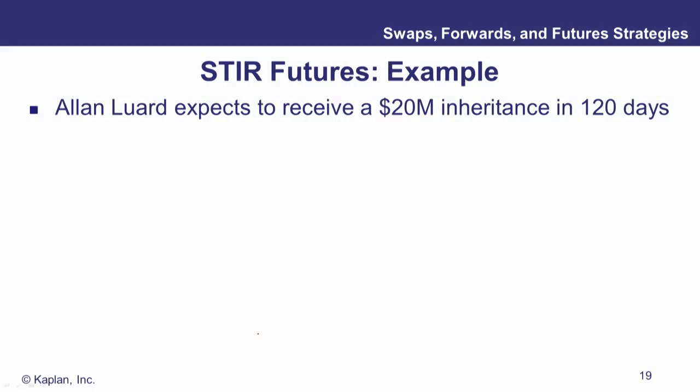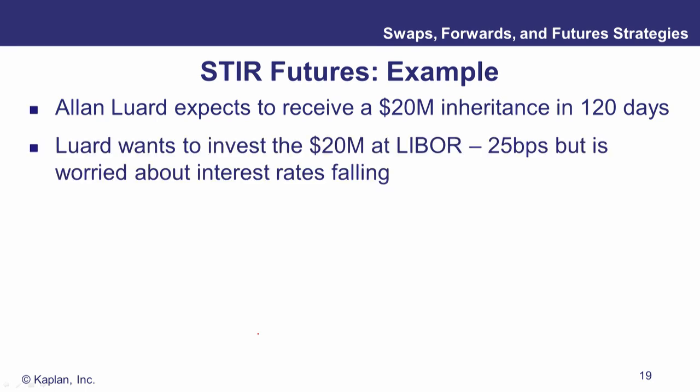So be very careful with that. Let's have a look at an example here. Alain Luard expects to receive a $20 million inheritance in 120 days.